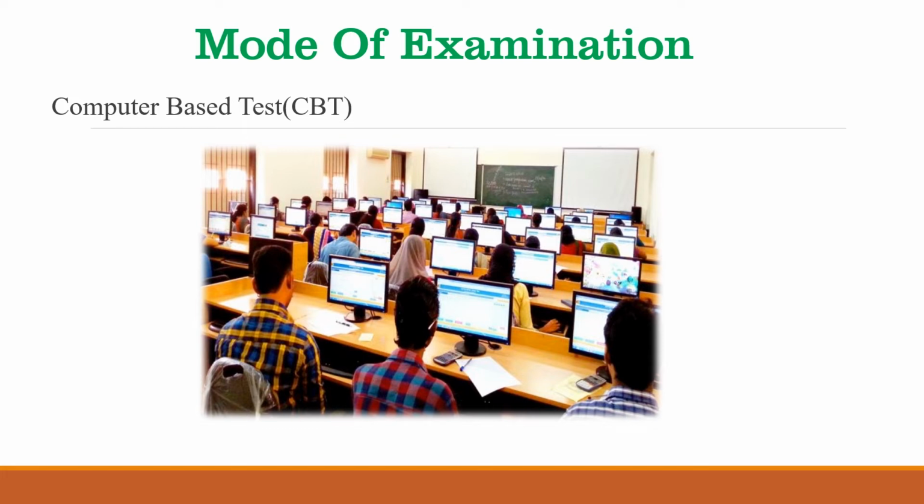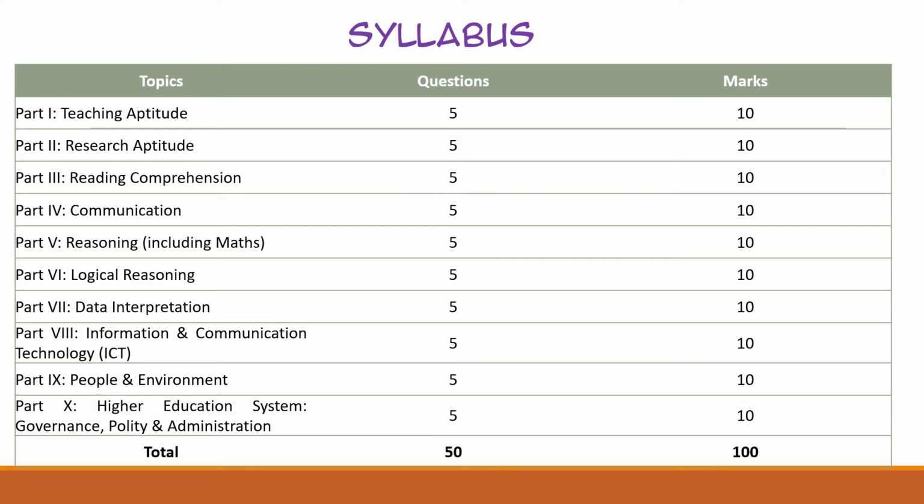If you see the syllabus for the part 1 paper in home science UGC NET, it consists of teaching aptitude, research aptitude, comprehension, like paragraphs, communication, and reasoning. It has basic mathematics problems, but be prepared for the maths problems, because you will find it a little difficult if you are a science student. So prepare for the maths problems beforehand. And then logical reasoning, data interpretation, ICT, people and environment, and governance, polity, administration. It consists of 50 questions, and each question carries 2 marks, for a total of 100 marks.